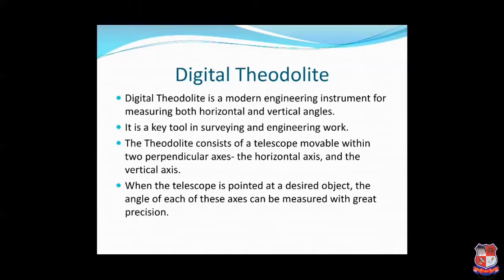Let's get to it. First of all, the digital theodolite is a modern engineering instrument for measuring both horizontal and vertical angles. It is a key tool in surveying and engineering work. The theodolite consists of a telescope movable about two perpendicular axes, the horizontal axis and the vertical axis. When the telescope is pointed at a desired object, the angle of each of these axes can be measured with great precision.